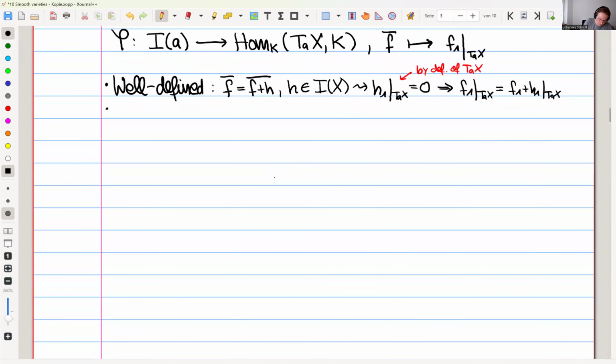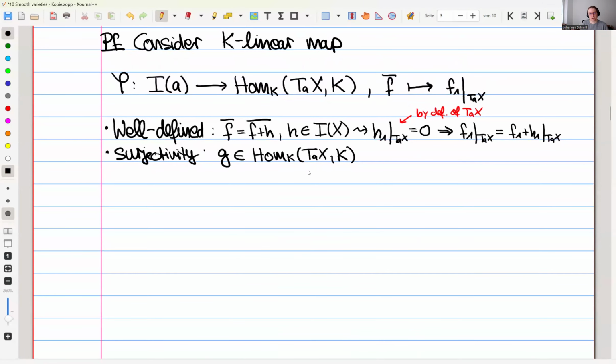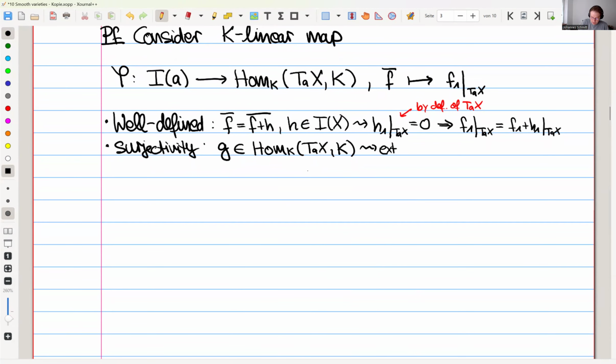And now for surjectivity. Assume that we have g on the right-hand side, so we have an element in Hom_K(T_A(X), K). This is a linear map from T_A to K. First of all, we can extend this linear map in some arbitrary way to all of A^n, because T_A(X) sits inside A^n, and we just extend the linear map from the subspace to the full space. But then a linear map from A^n to K we can consider as just a linear polynomial, so we see this g extended can be seen as a linear polynomial in K[x_1, ..., x_n].